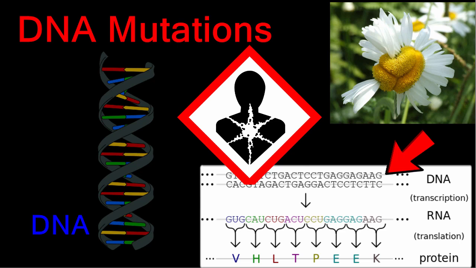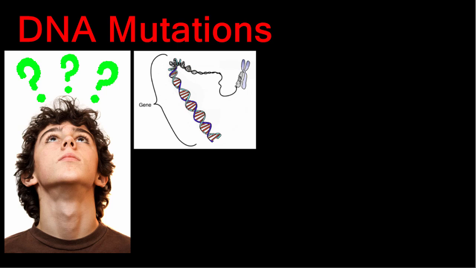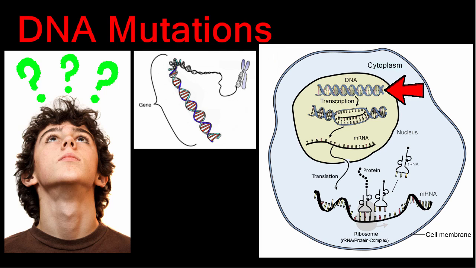Any sudden change in the nitrogenous base sequence of DNA is called a mutation. How does a mutation affect an organism? Recall that most of our physical traits are coded for in the genes located on our DNA. A gene is like a blueprint that codes for a sequence of amino acids that forms a protein.